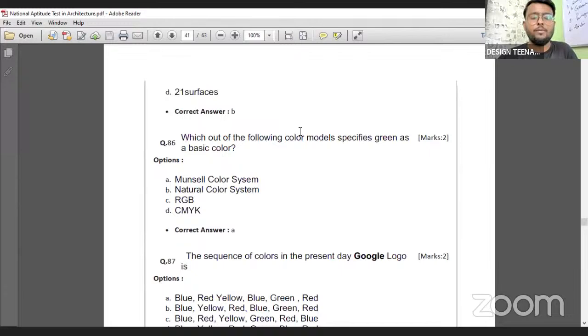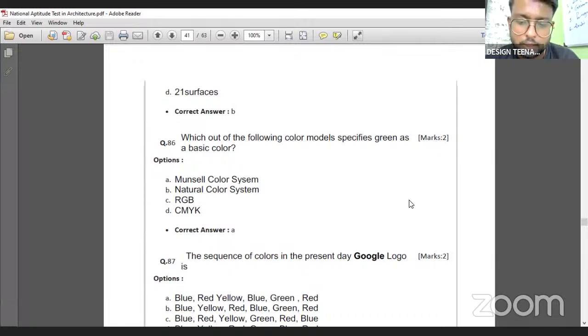Okay. Which of the following color models specifies green as a basic color? Munsell color system, natural color system, RGB, CMYK. Which one? What are the things that we haven't studied? RGB is something which is used in televisions also. CMYK is used in your printers also. Now we don't know about the natural color system, and the Munsell color system. So we need to know regarding that. Wait, I will just open the.